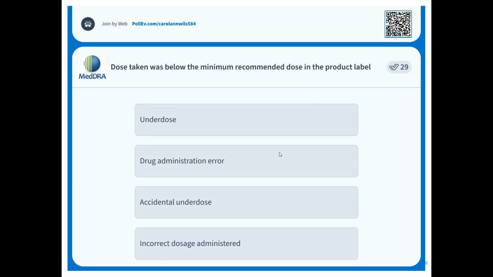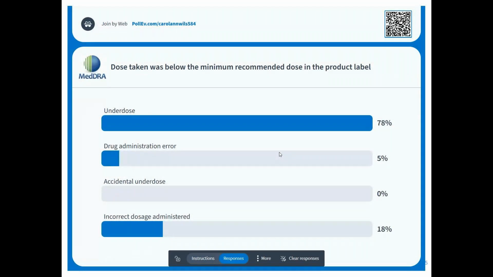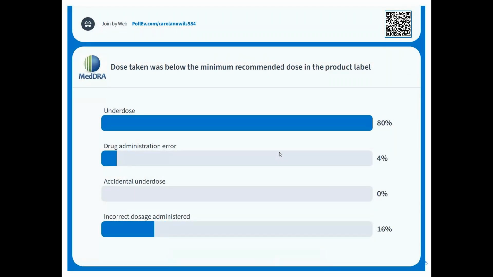I see you voting. Let's see what you're going for. Underdose. Underdose seems to be the preferred option here. So accidental underdose, accidental is not reported. So we just know that the dose taken was below the minimum recommended dose in the product label. We don't know whether it was intentional or accidental. So accidental underdose would be incorrect.